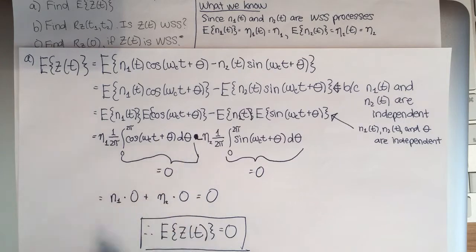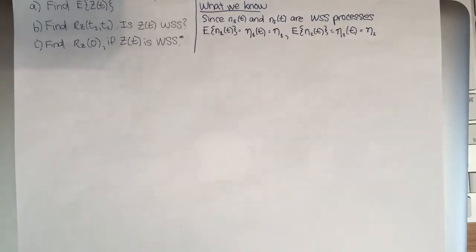If you take the integral of cosine or sine from 0 to 2 pi, it's always going to equal 0. The resultant area of the graph is going to equal 0. Therefore, you have eta 1 times 0 plus eta 2 times 0, which equals 0. Therefore, the expected value of z of t equals 0. And that is part A. Now, moving on to part B.